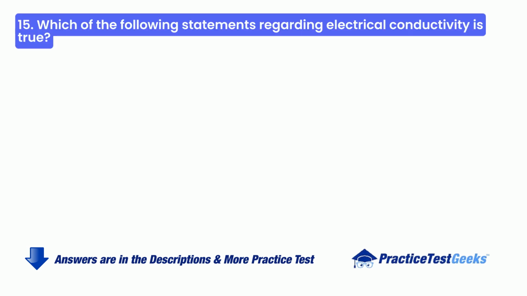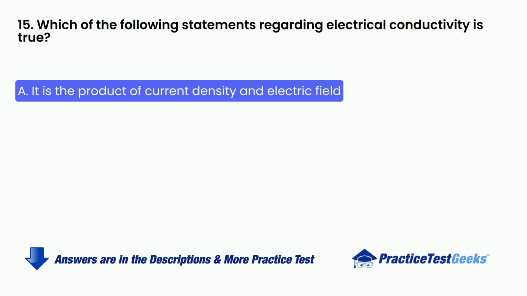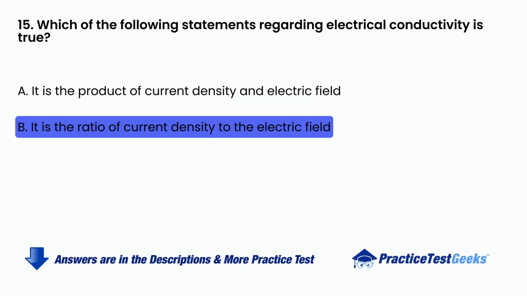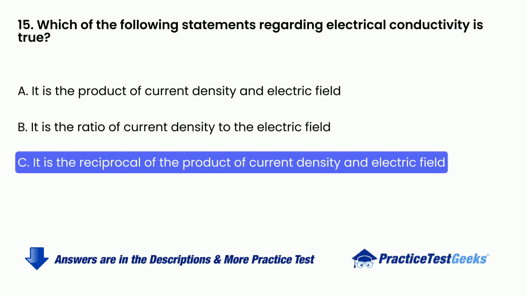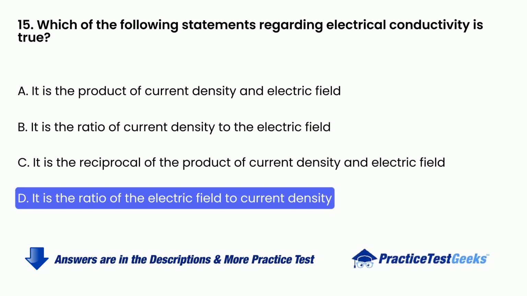Which of the following statements regarding electrical conductivity is true? It is the product of current density and electric field. It is the ratio of current density to the electric field. It is the reciprocal of the product of current density and electric field. It is the ratio of the electric field to current density.